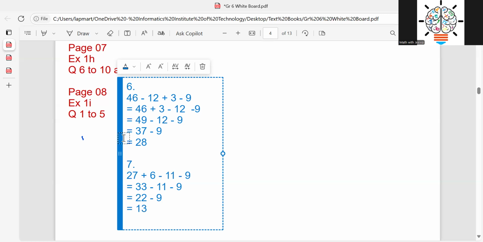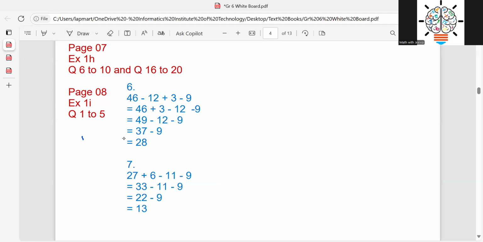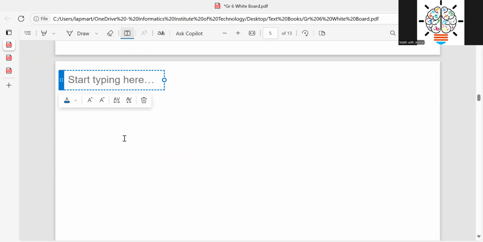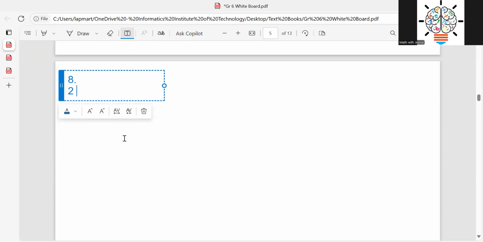So we'll see whether we have enough space here to write. I don't think so. Yeah, we have to move to the next page. Right, so the next one that we have is question number 8. So there we have 13 subtract 7 plus 3 subtract 8. Right, so we'll double check we wrote the question correctly. 2 plus 13 minus 7 plus 3 minus 8.